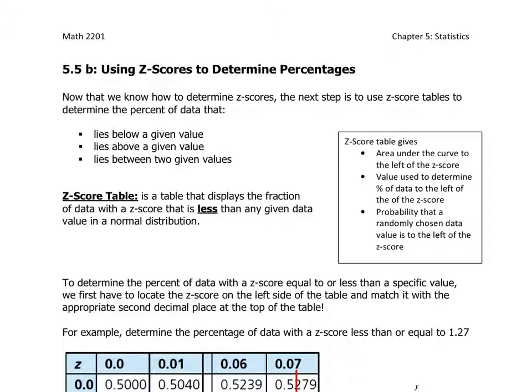We can use a z-score table to figure out the area under the curve to the left of that z-score, which can also be interpreted as the percentage of data to the left of the z-score, or the probability that a randomly chosen piece of data is to the left of that z-score. The z-score table, a piece of which is shown down below, gives you the fraction of data with z-scores that are less than the particular z-score that you have.